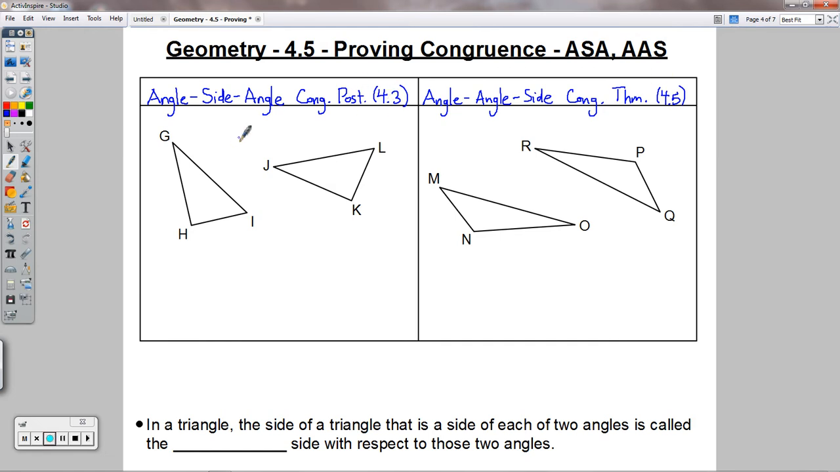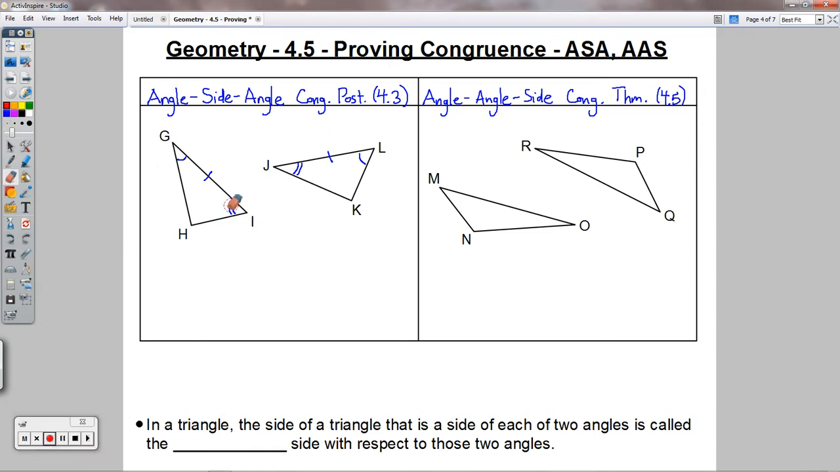This is theorem 4.5. And these state that in this one, angle, side, angle, we talked about an included angle with side, angle, side. The angle was in between the two sides. Now we have an included side that's in between the two angles. So that's the difference here. So for instance, if I had this angle, this side, and this angle being congruent over in this triangle to this angle, this side, and this angle, that would be an example of angle, side, angle.